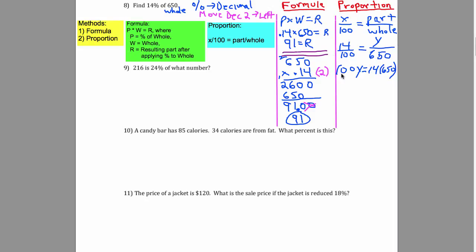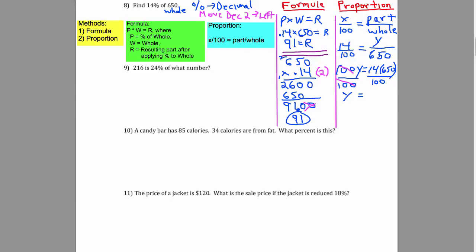I'll divide both sides by 100 because I just want y on the left, and after crossing out, that's what happens. I'm just left with y. And I have to divide the right side by 100 as well. Whatever you do to the left side, you have to do to the right side.